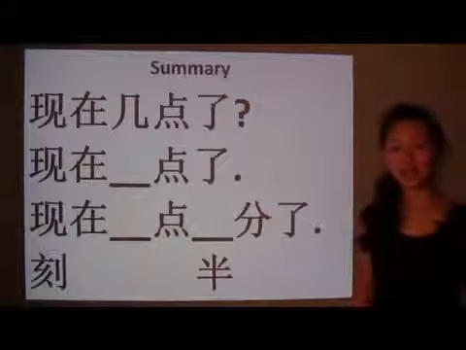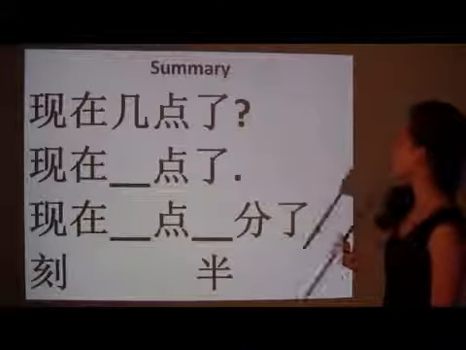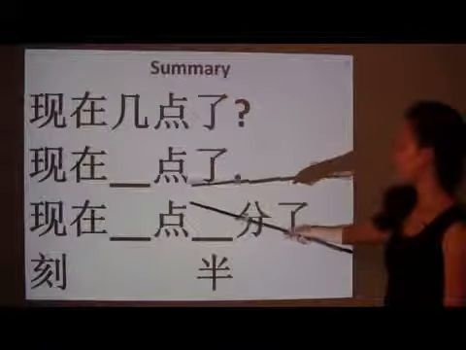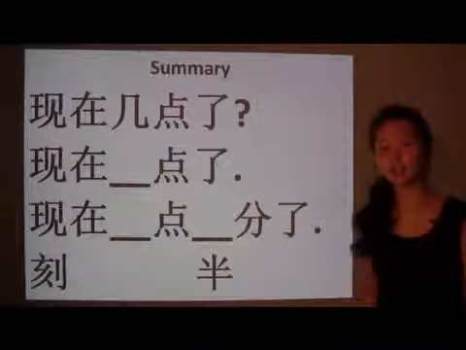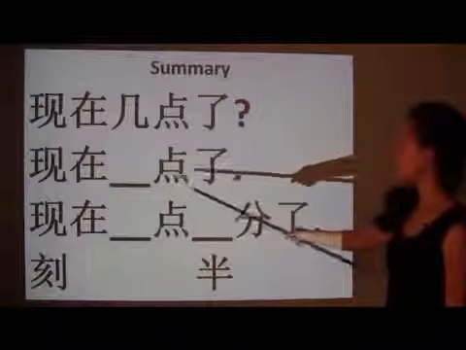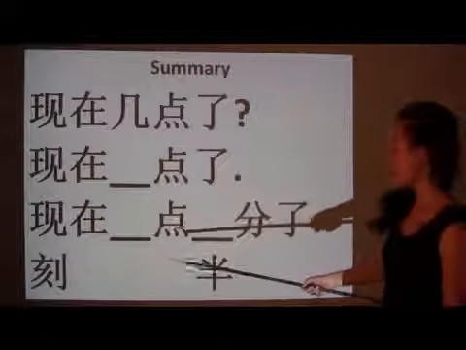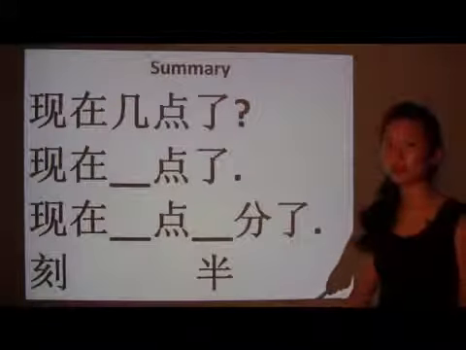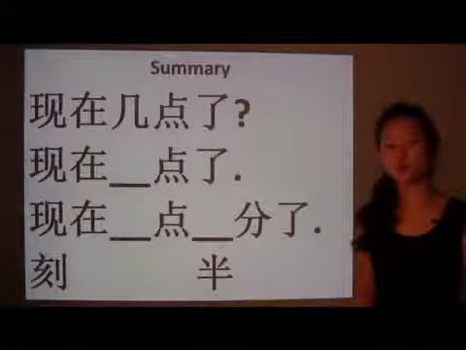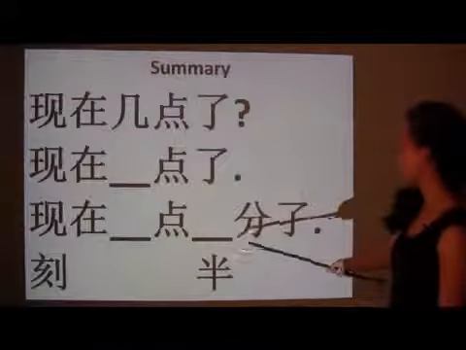Summary of how to tell time and how to ask for time. 现在几点了? What time is it? 现在 fill in the time 点了. If you want to say right now, it's 1:30. 现在1点半了. And then if you want it to be even more complicated and give it in hours and minutes down to the exact time, say you want to say, it is 1:13. 现在1点13分了.